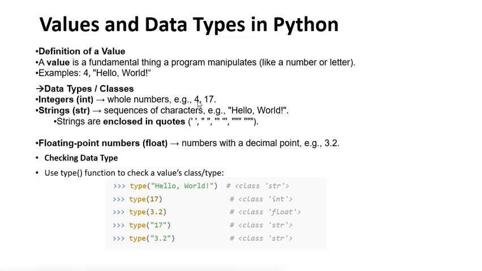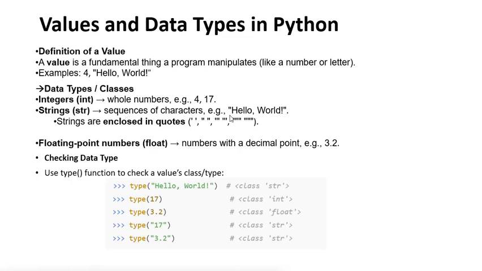For example, 4, 17, 20, 28, 100. Everything comes under integer data type. That is, you have to take int. Int will be the integer data type. Understood? Got it? Then string. For string, you have to take str. Then it is understood that you have taken the string data type.